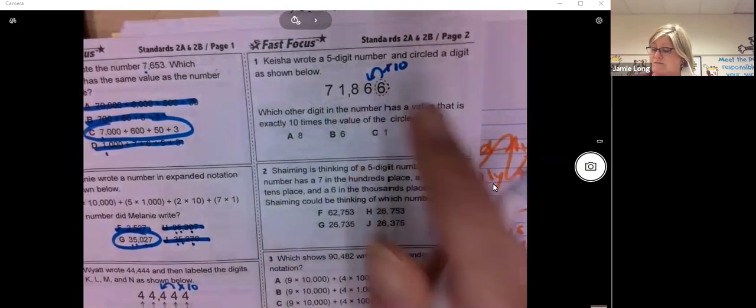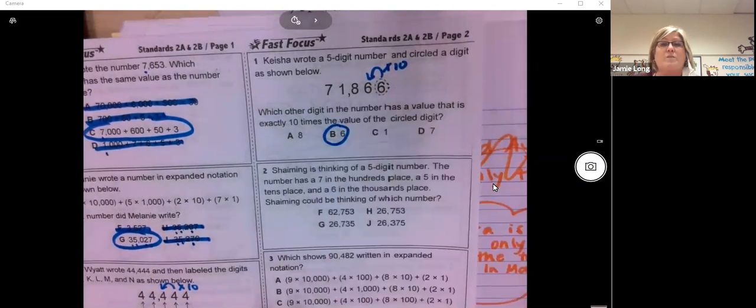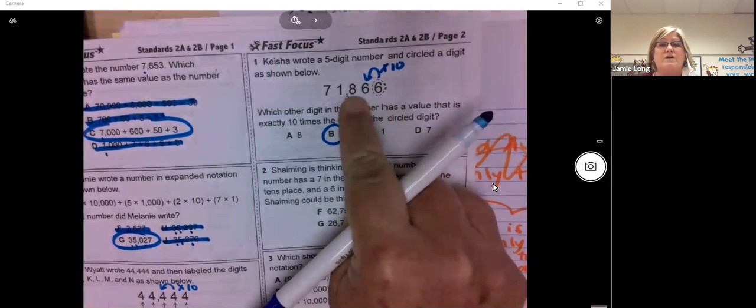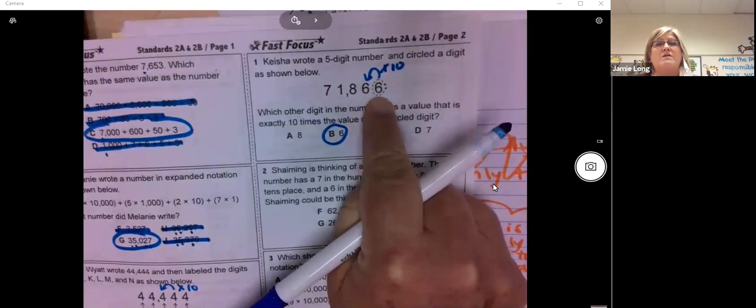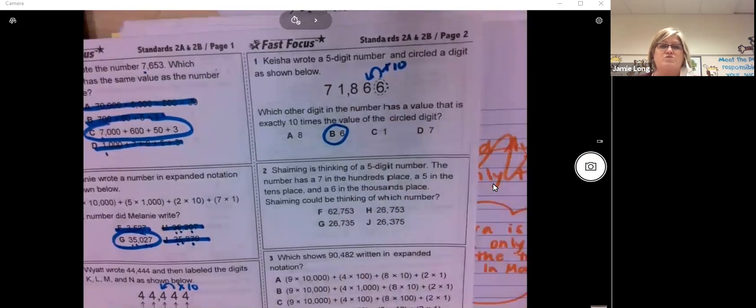So it's the 6. And we also talked about how just moving left or right doesn't change it. The digits actually have to be the same in order for that to be a true statement. The times 10 has to be, the digits have to be the same for that to be a true statement.